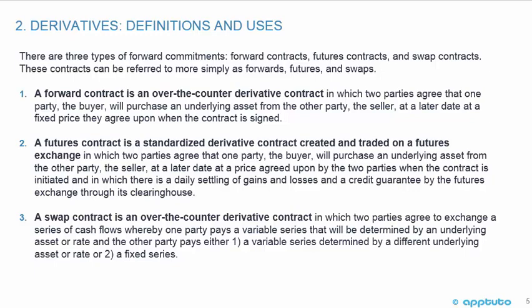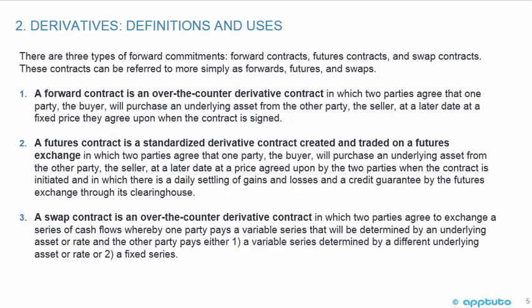A futures contract is a standardized derivative contract created and traded on a futures exchange in which two parties agree that one party, the buyer, will purchase an underlying asset from the other party, the seller, at a later date at a price agreed upon by the two parties when the contract is initiated, and in which there is a daily settling of gains and losses and a credit guarantee by the futures exchange through its clearinghouse.